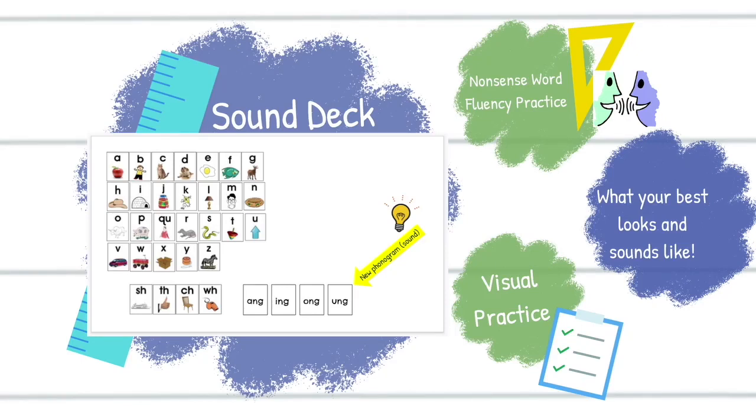sounds that we've been working on most recently, ang, ing, ong. Today we're going to work on ung. So instead of a, i, o, ang, ing, ong, we're going to move on to putting that u in front of the ng. So ung.